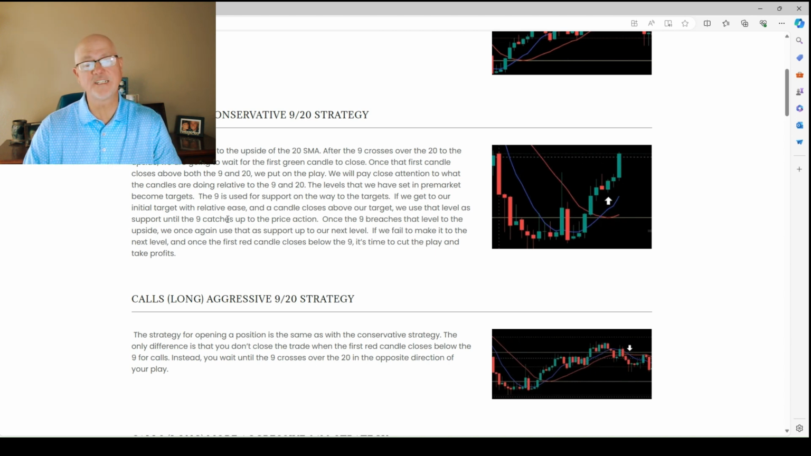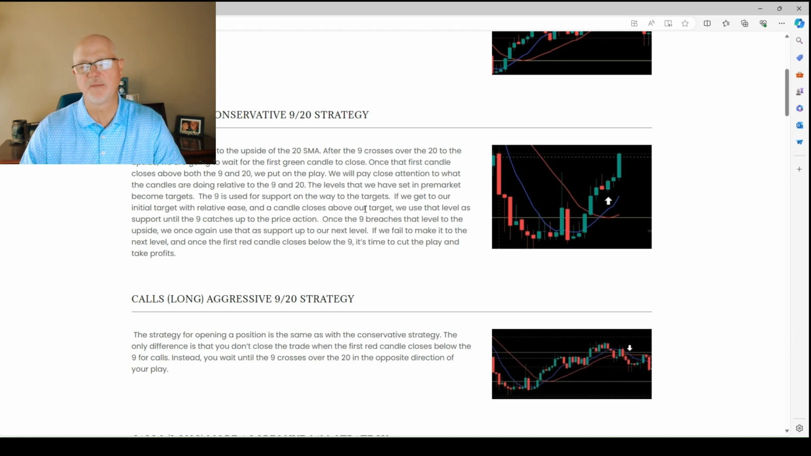Now, if we get to our initial target with relative ease and the candle closes above our target, we use that level as support until the 9 catches up to the price action. It's pretty simple. If we have a target up here and we get directly through that target, if a candle closes above that target, great. We're going to use that as support. That becomes our support until our 9 catches up to us.